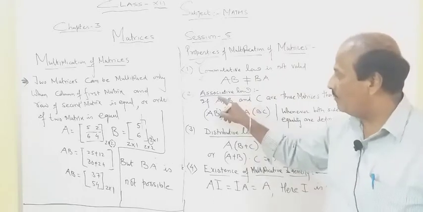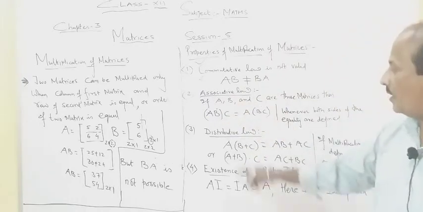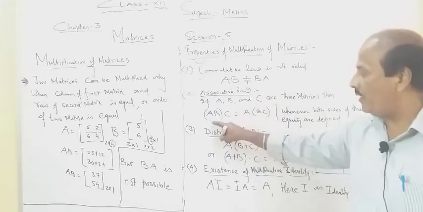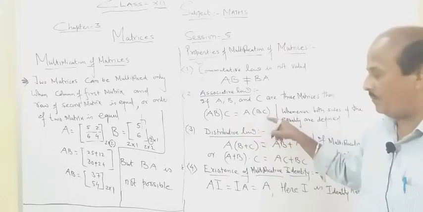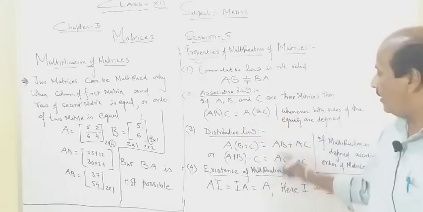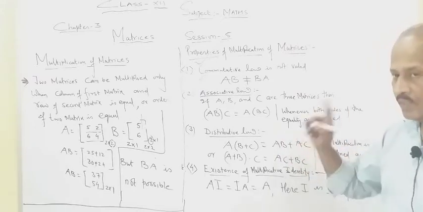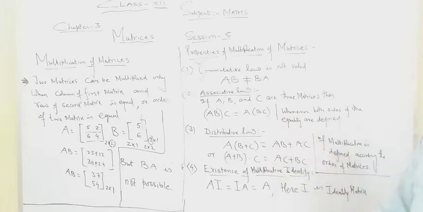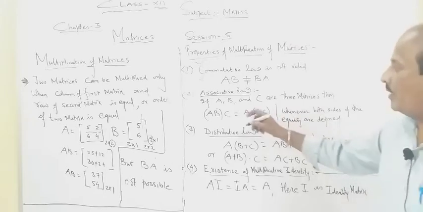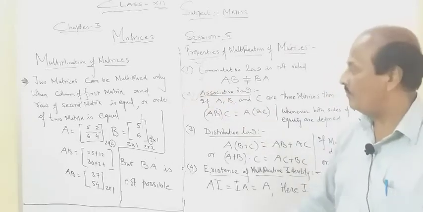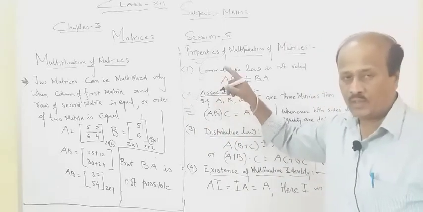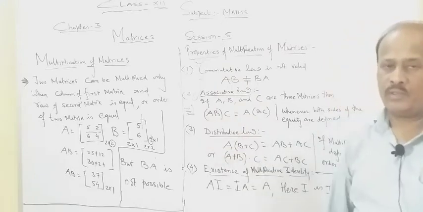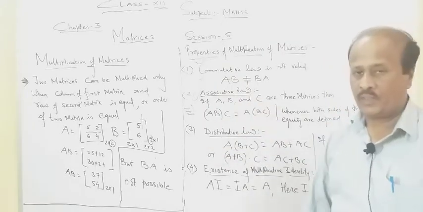But surprisingly, the associative law holds. If there are 3 matrices and you multiply A into B, then C, or A into B into C with BC together and then A, and if the multiplication is possible, there is one important condition given in your textbook: whenever both sides of the equality are defined, then the associative law holds. This is like a hidden property, keep it in mind. Even though the commutative law does not hold, the associative law holds. Just go through the textbook. There are one or two examples also.